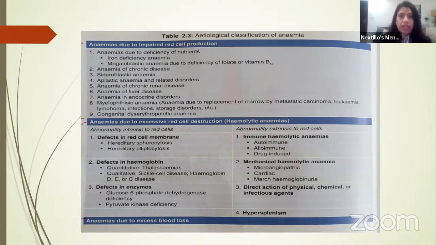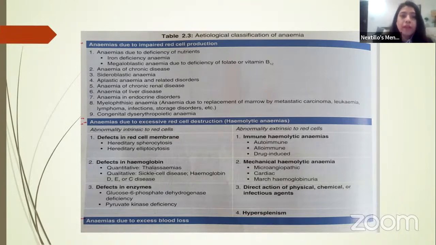Then we have sideroblastic anemia. Now, what is sideroblastic anemia? That the amount of iron is normal, but it is accumulated in abnormal forms, because of which it is not available for proper hematopoiesis or for proper formation of RBCs.